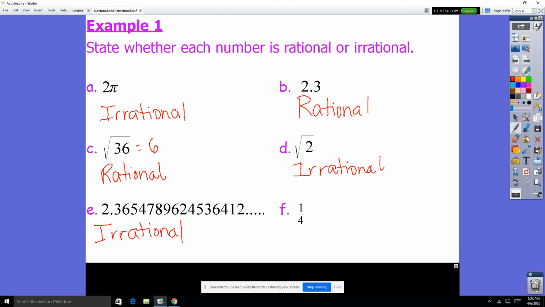Then the letter F, we have 1/4. Well, 1/4 is a fraction. And if your number is a fraction, it can be written as a fraction, it is a rational number.